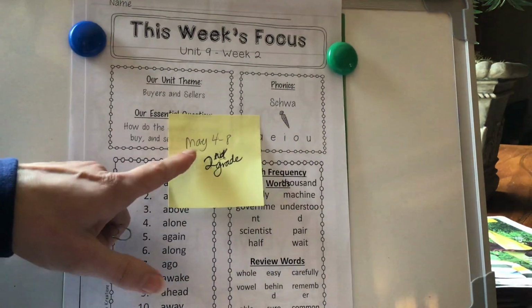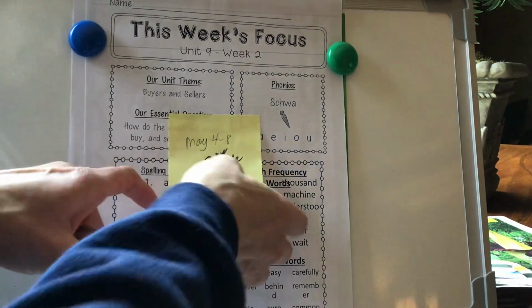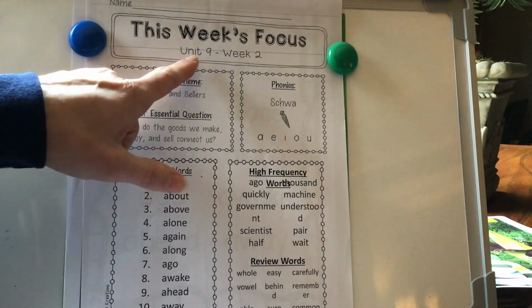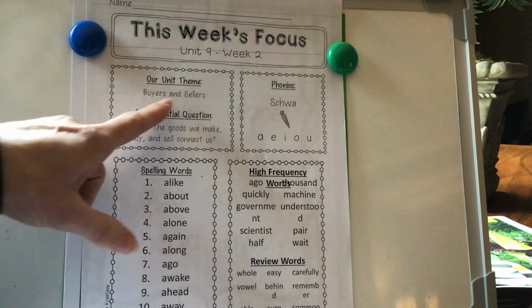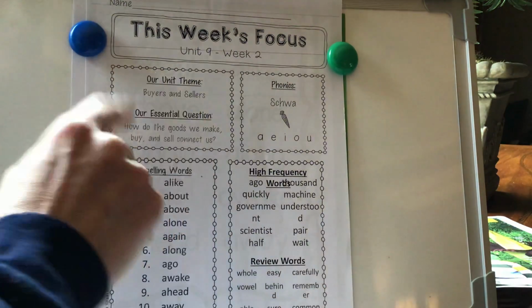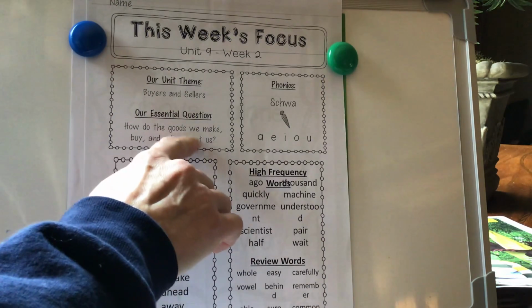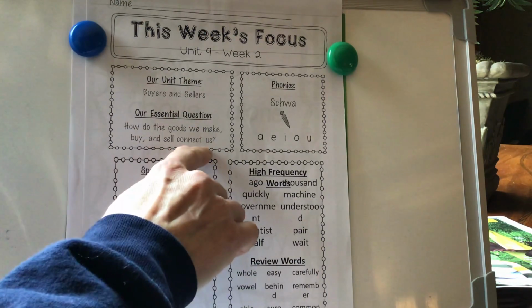All right, this is May 4th through 8 lesson plans for second grade. So let's take a look here. This is our focus, Unit 9, Week 2. Our unit theme is buyers and sellers. Our essential question, the thing we're thinking about as we're reading this week, is how do the goods we make, buy, and sell connect us?